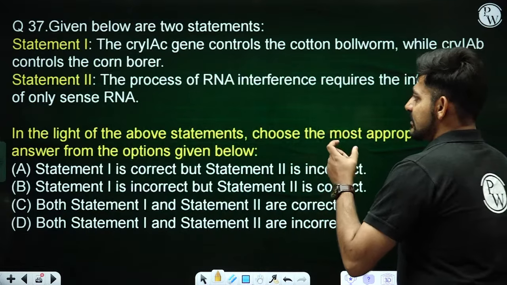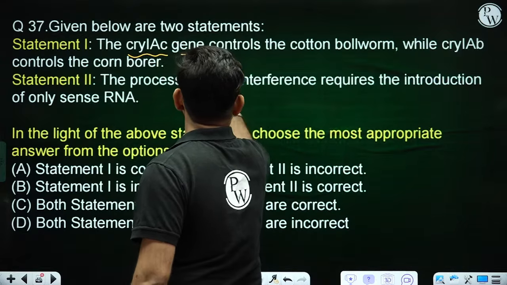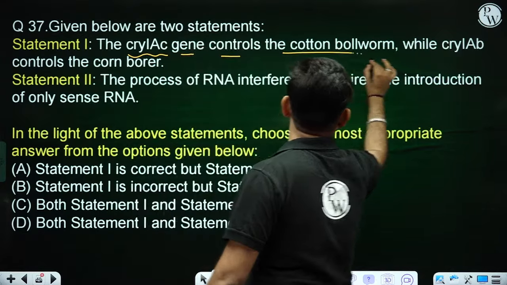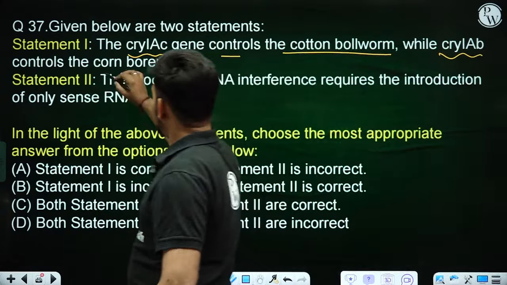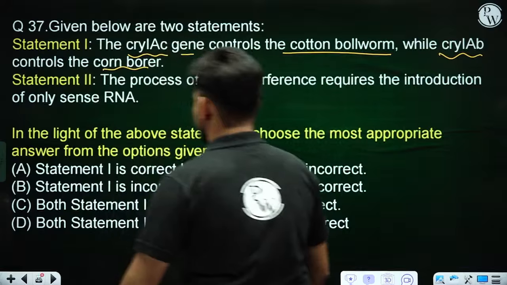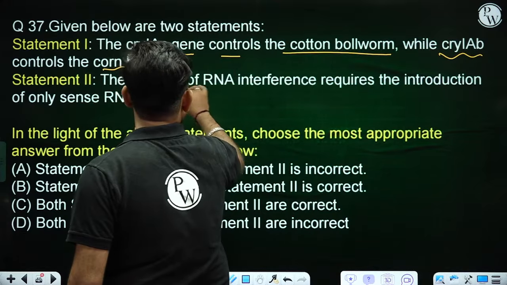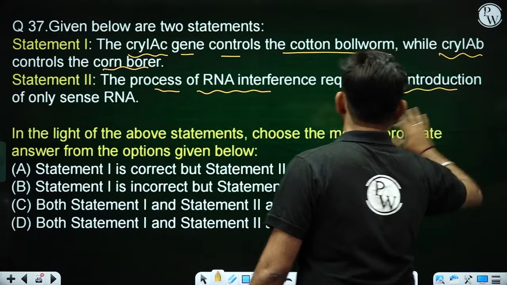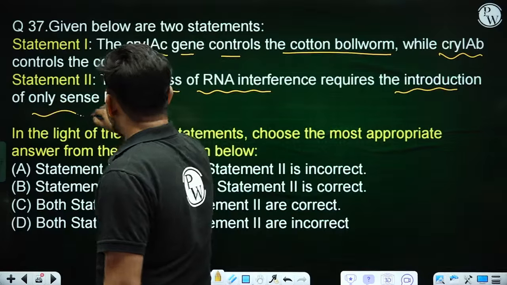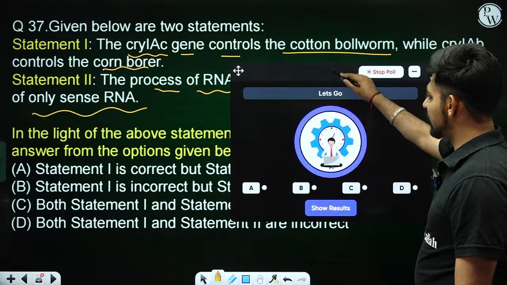Another statement that is saying that cry1AC gene controls the cotton bollworm while cry1AB controls corn borer. Okay, again, a memory based question. Statement 2. The process of RNA interference requires the introduction of only sense RNA. Let me check whether you can answer these or not.